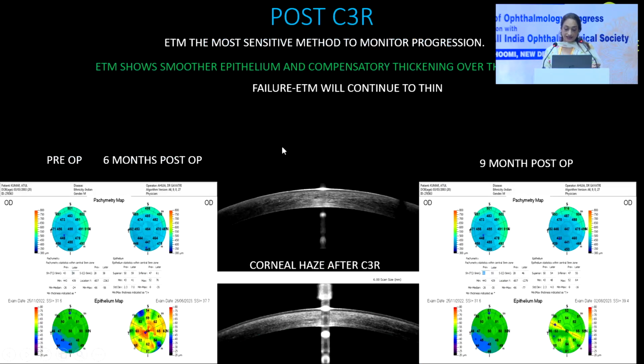Post C3R, ETM is the most sensitive method to monitor progression. This is a patient of keratoconus showing thinning over the cone area. 6 months after C3R, there's a lot of thickening, but still a lot of irregularity.